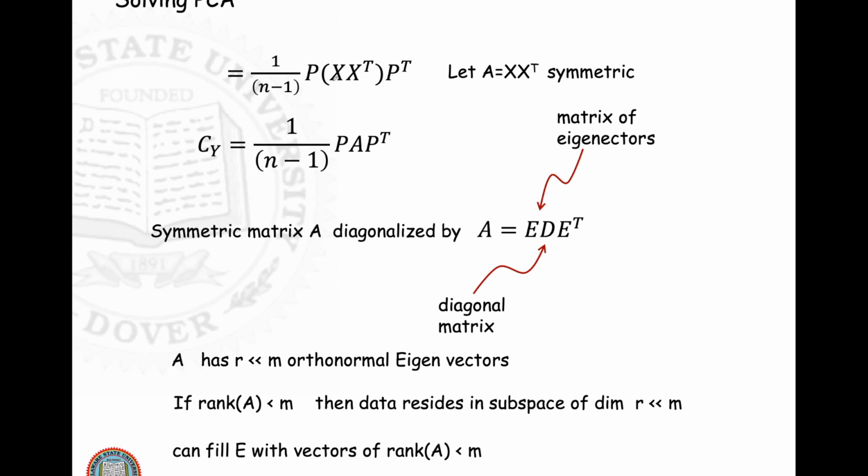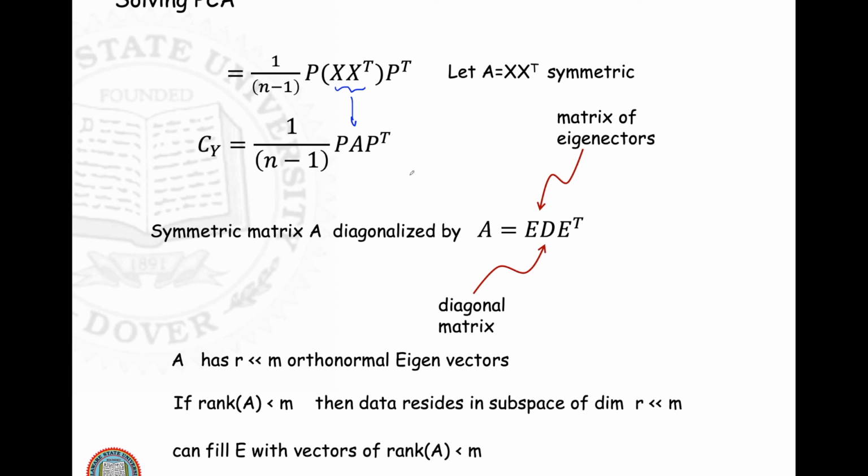That's just the substitution we're making here for XX transpose. We're calling that A. So A is symmetric. This is our new version of our covariance for Y. We've made that substitution, and we've grouped together terms using the associative rule of multiplication.